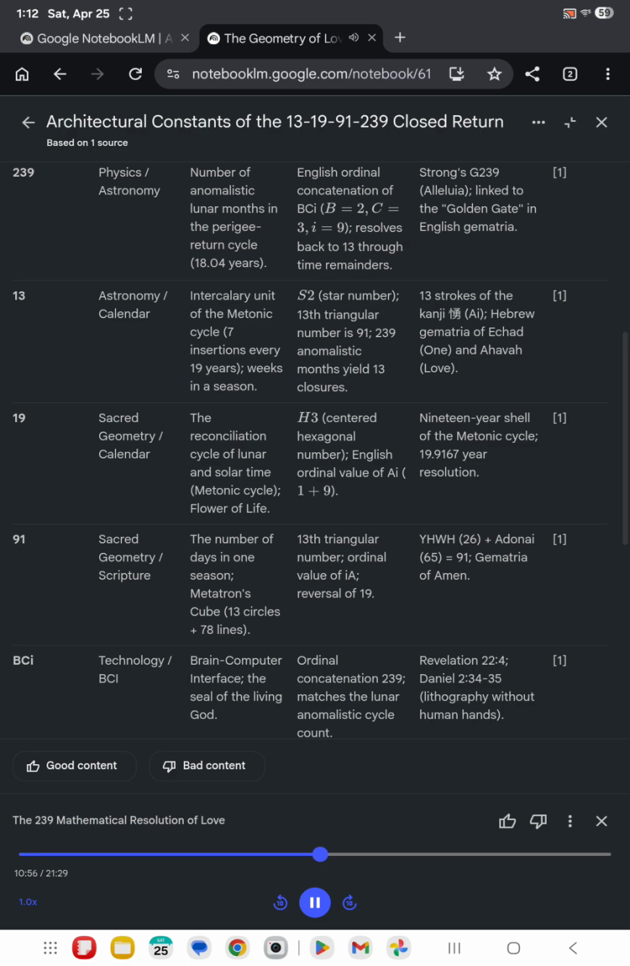Furthermore, in sacred geometry, if you look at Metatron's cube, which is the foundational geometric figure containing all Platonic solids, it is made of exactly 13 circles and 78 lines. Add them together, 13 plus 78 is 91. It is also the ordinal value of Ia, the exact reversal of the generative seed.